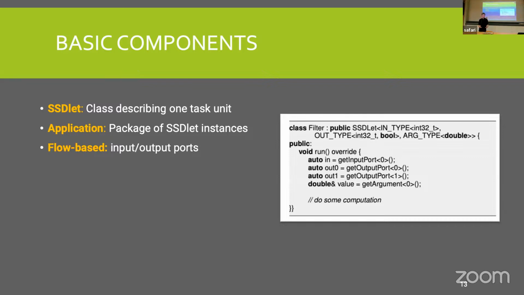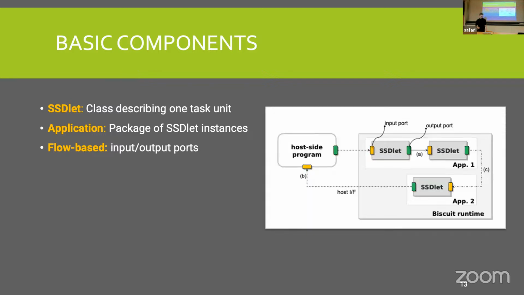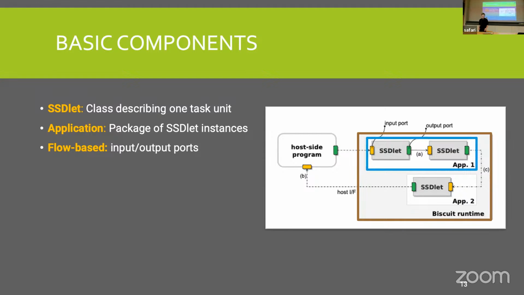To make it a little bit more clear, we'll go through a short example. Typically, you always start in the host. The host gives its argument, or its output if you will, to the storage side, where the Biscuit runtime resides. There it gets channeled, in this specific case, into the first application, application 1, which in this case consists of 2 SSD-let instances. Then inside the application, you get the first channel.